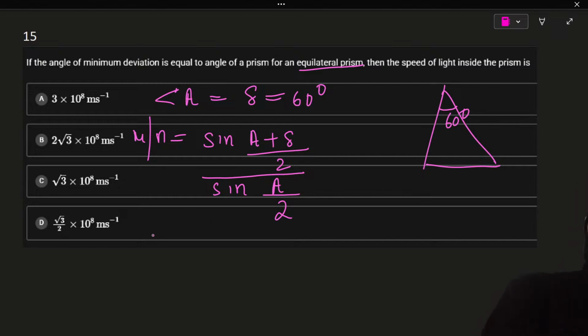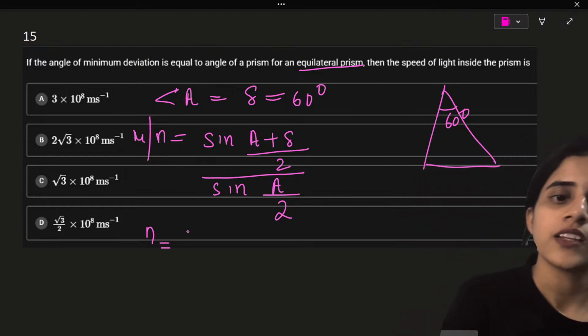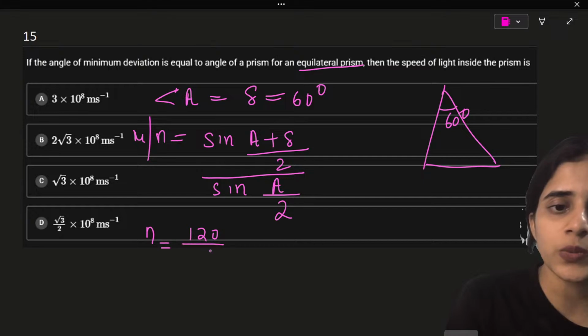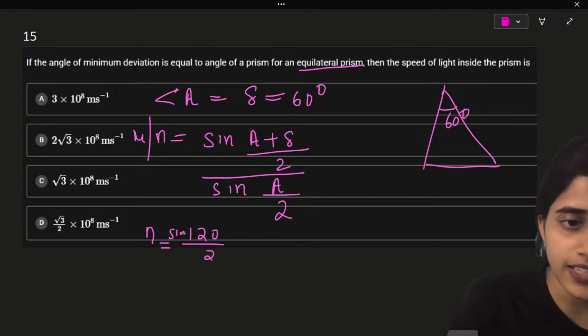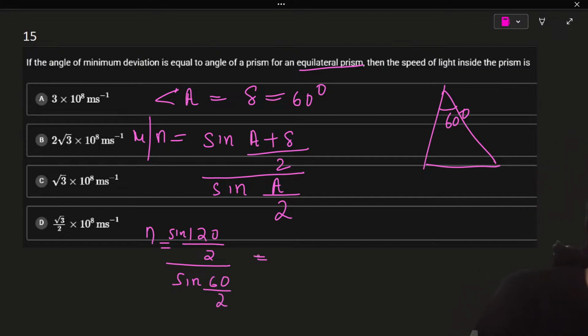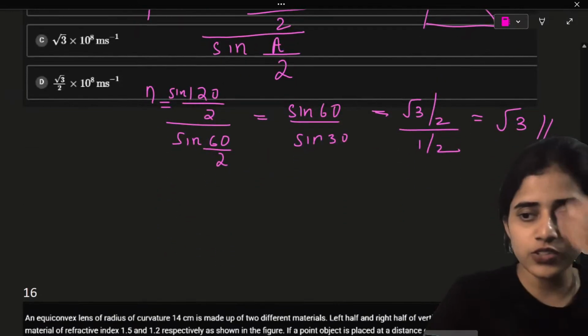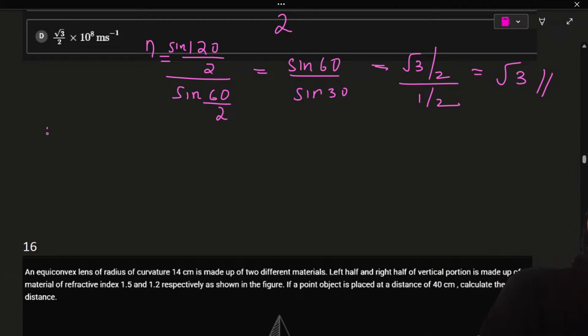Now, simple math. n is how much? A plus delta is 60 plus 60, so 60 plus 60 is 120, by 2, sine, the whole divided by sine 60 by 2, which is sine 60 by sine 30. Sine 60 is how much? Root 3 by 2. Sine 30 is 1 by 2. 1 by 2, 1 by 2 cancels. Root 3. Okay, so my refractive index n is root 3, n or mu.